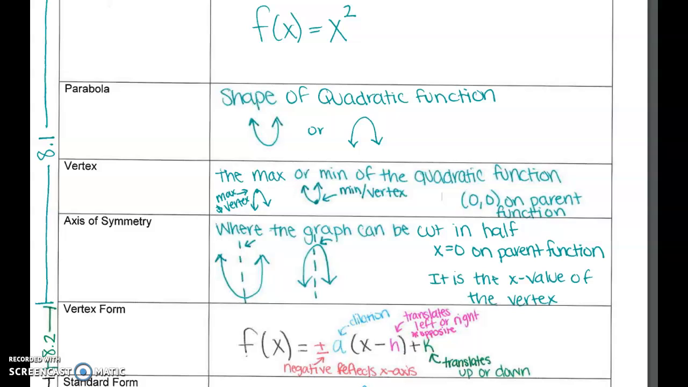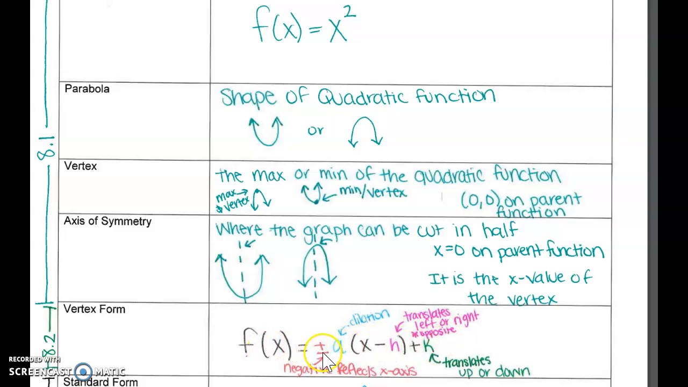Hey everyone! So we are doing our second video today, and the only vocab you need for 8.2, which is the section we'll be doing today, is the vertex form. There's a couple different forms that you can write the quadratic function, and the vertex form looks like this.